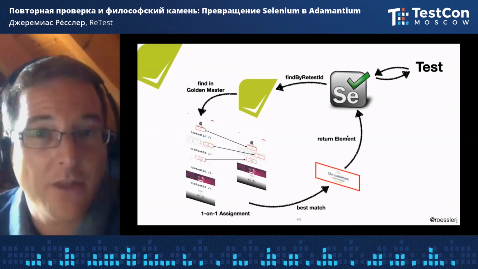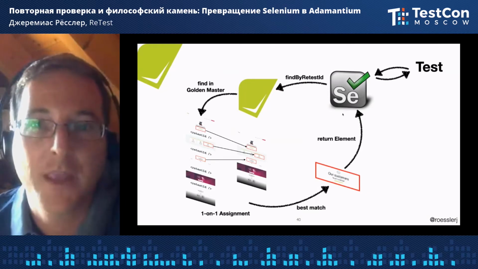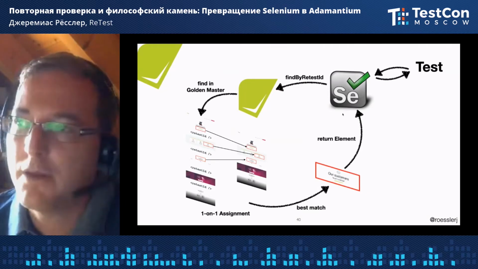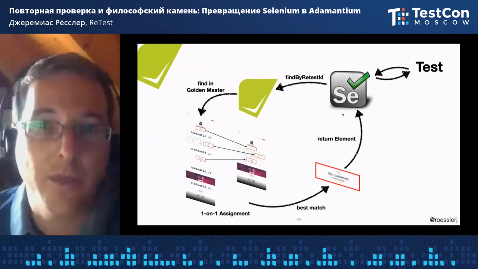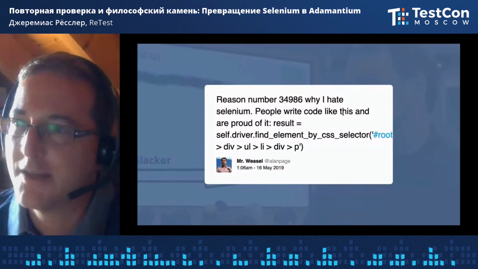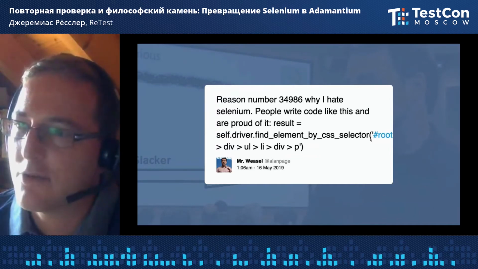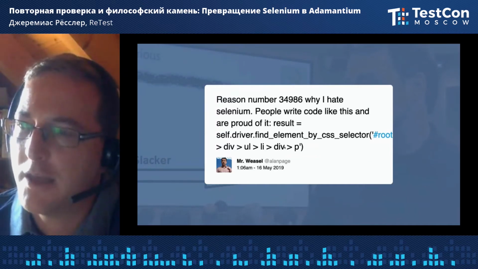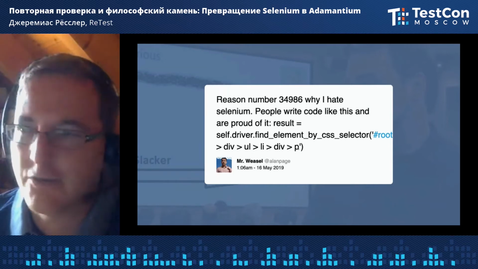And funnily enough, this also addresses yet another problem, because sometimes people even have problems identifying the correct element without any change. I don't know if you've seen that tweet: people write code like this, and I'm proud of it. As you can see here, it's a very complex CSS selector, root, div, ul, li, div, p, to identify a specific element the test should interact with.